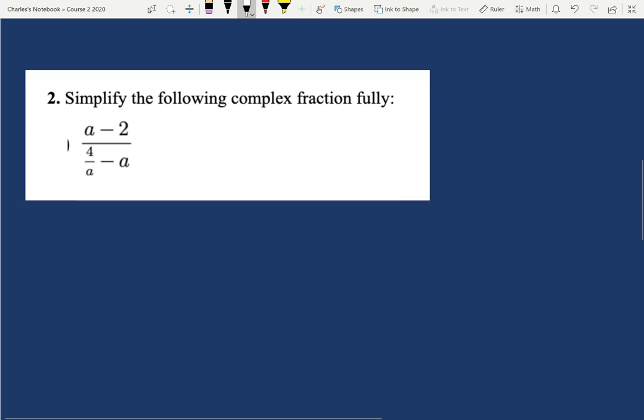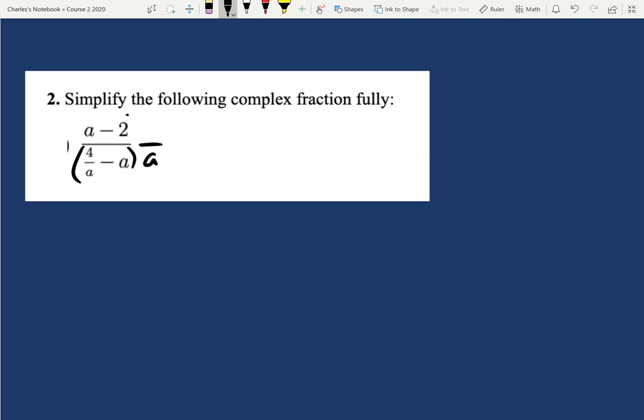Let's see. For simplifying this complex fraction fully, I think what I would do is always look for one step that gets rid of the fractions within the fractions. And if I multiply the bottom expression by a, then that's going to do that for me. And I can do that as long as I'm multiplying with something that doesn't change the value of the expression itself. It just changes the way it looks. If I multiply top and bottom by an expression, I'm effectively multiplying by 1, and multiplying by 1 doesn't change the value of anything. So that's why it's a legal maneuver.